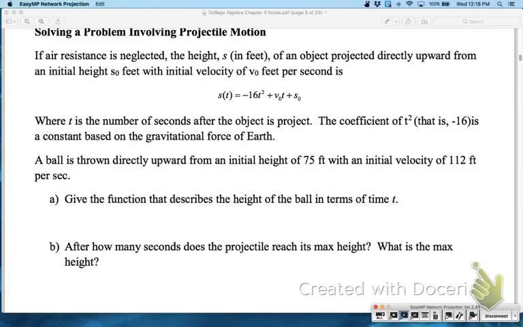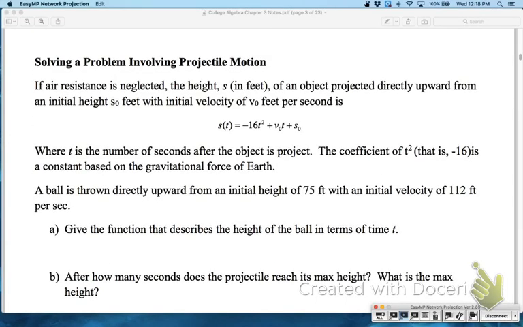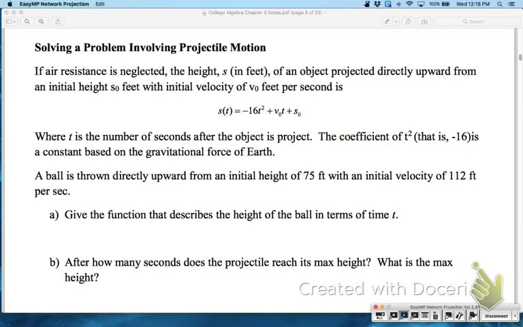Solving a problem that involves projectile motion. So projectile motion is just anything that's shot up into the air. You could throw a ball up into the air, you could launch a ball up into the air, however you want. That's going to be projectile motion, okay? Now, for our purposes, we are going to neglect air resistance, because obviously if you're really getting into physics, that's going to play a role in how fast the ball goes up, but we're not going to worry about that.